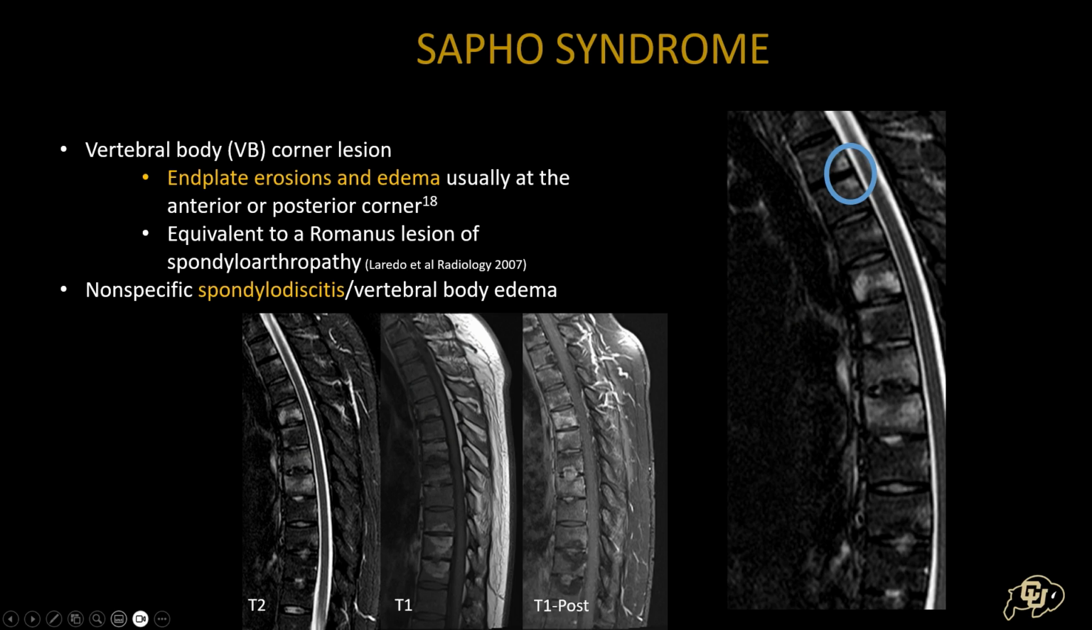Here's another case of SAPHO syndrome. Looks very similar to those Andersson lesions we saw in ankylosing spondylitis. And actually, there's been some suggestion that this could be at least on the spectrum of ankylosing spondylitis, which is why we're getting very similar type end plate change.